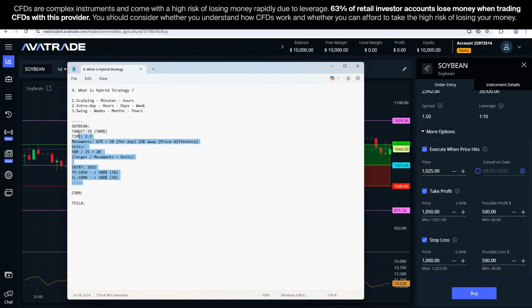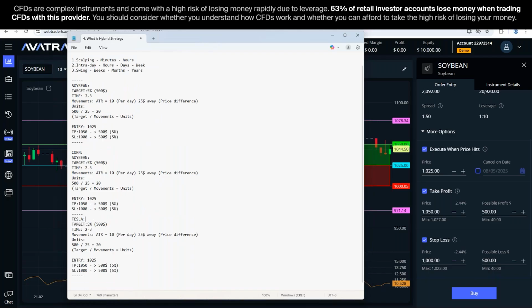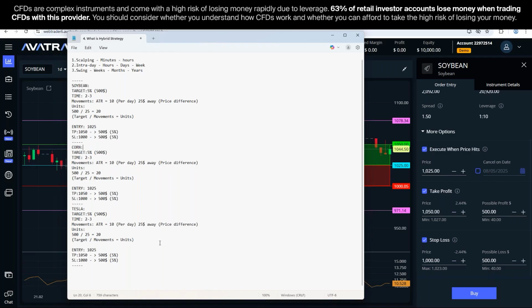And then we're going to take the same things we've got in here, and we're going to paste it twice like that. Get rid of the soybean, get rid of the soybean, and pull it up. And that's great. So we've got 3 positions, soybean, corn, and Tesla. For corn, we're going to keep the target. We're going to change the time for 1 day. ATR, we're going to erase it since it's going to be different. And this will be different as well.